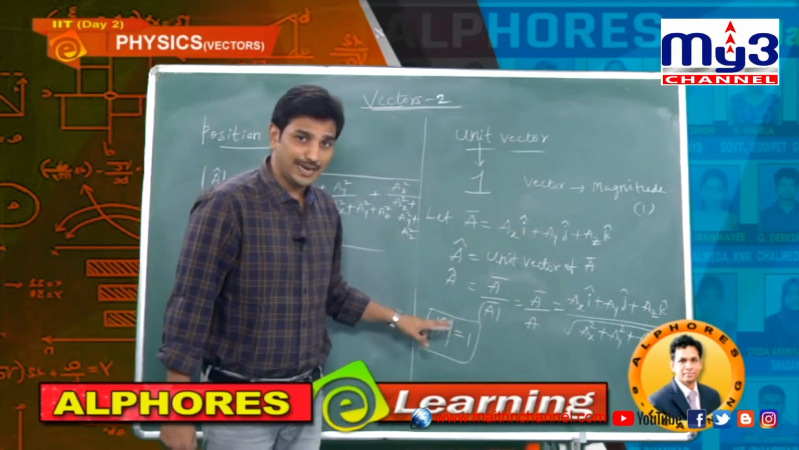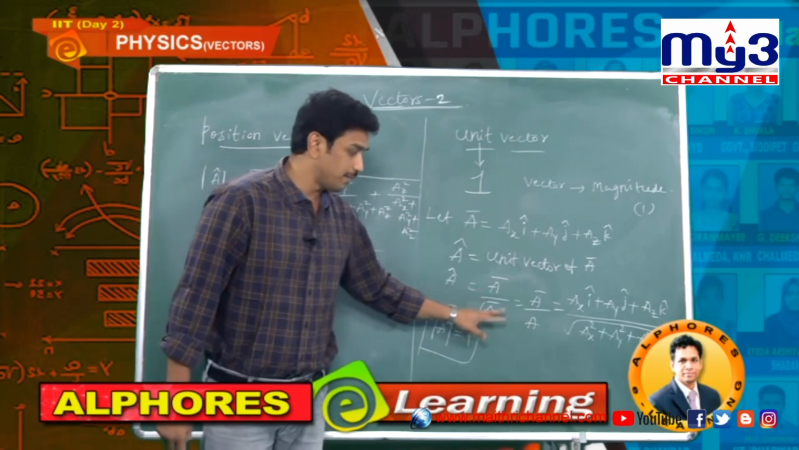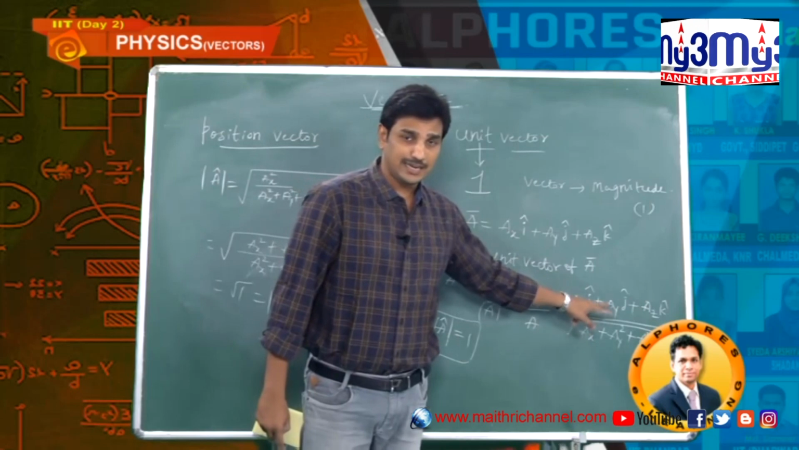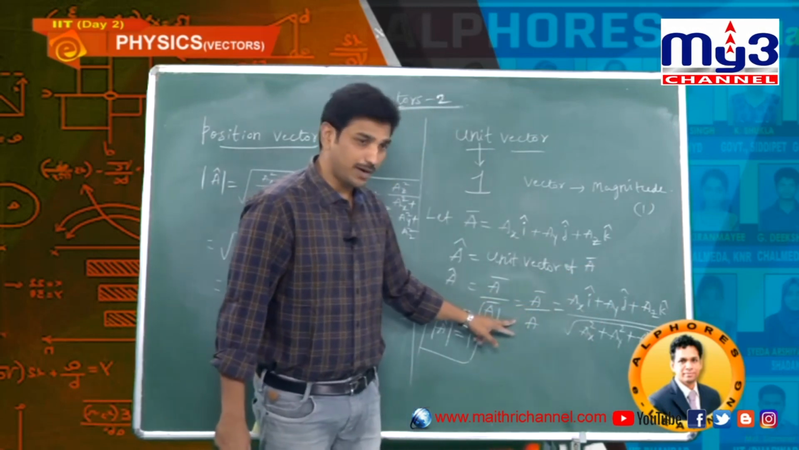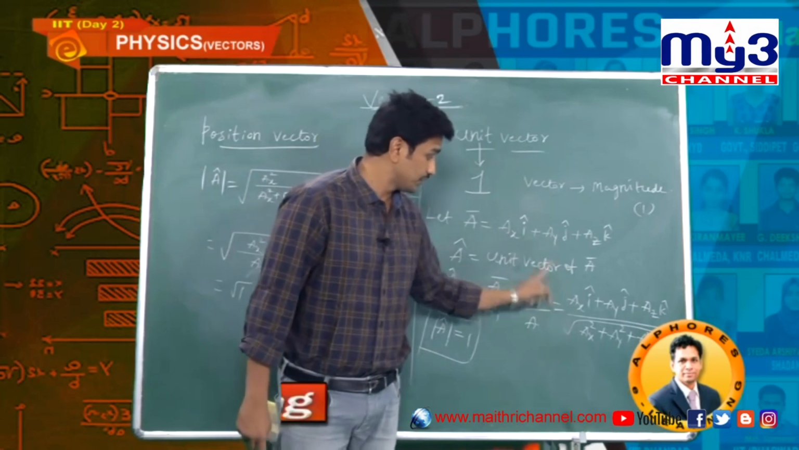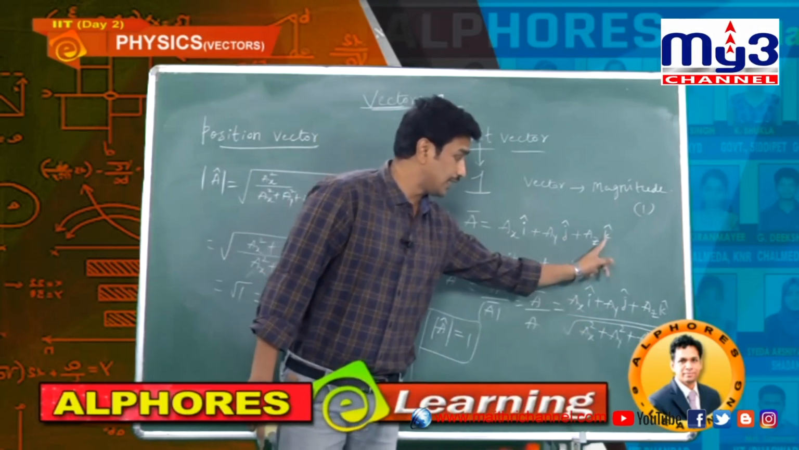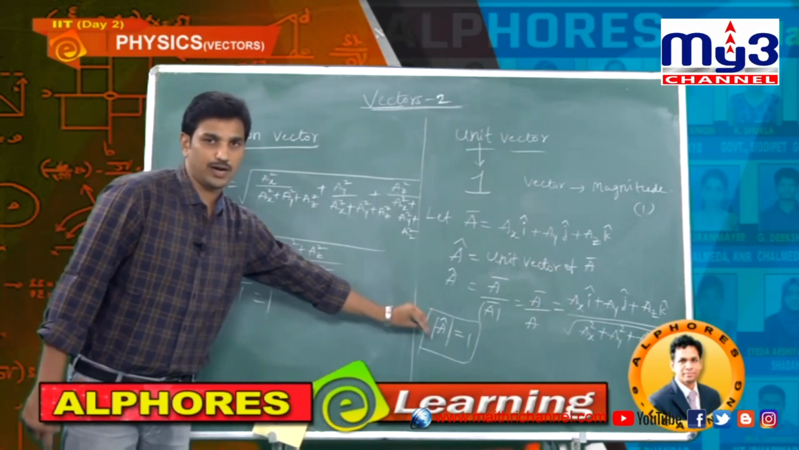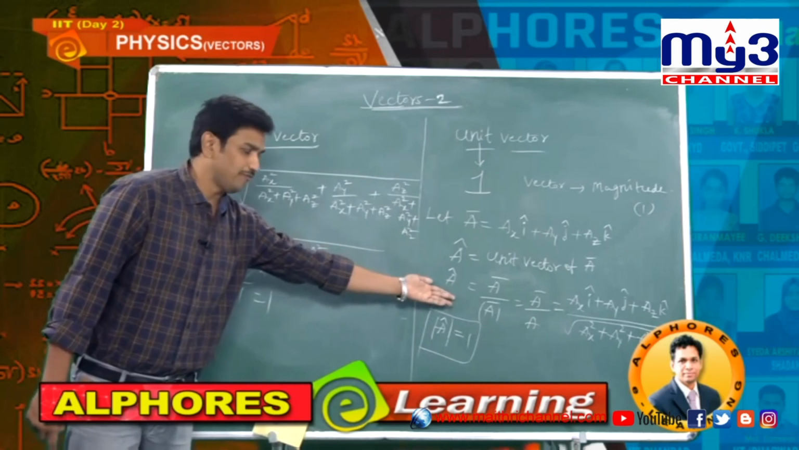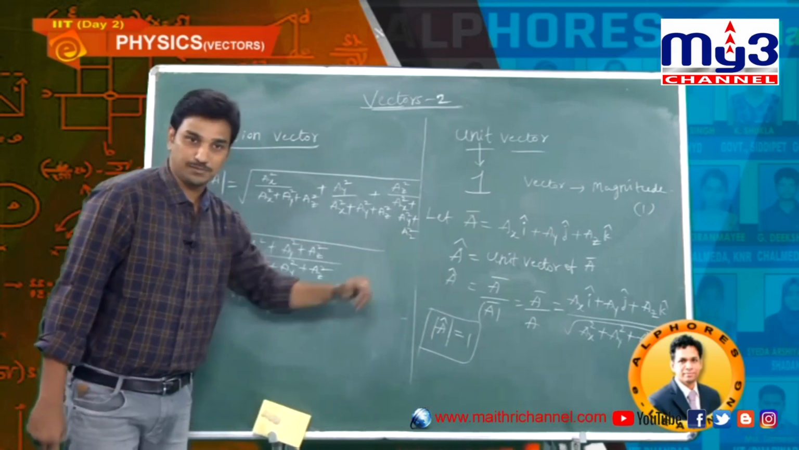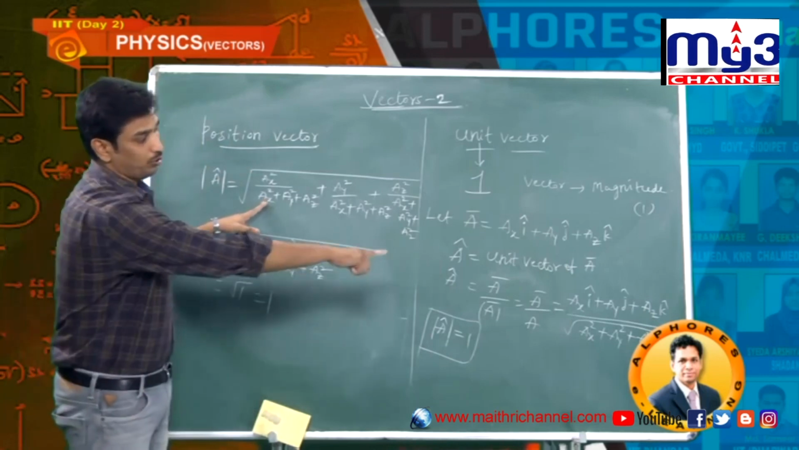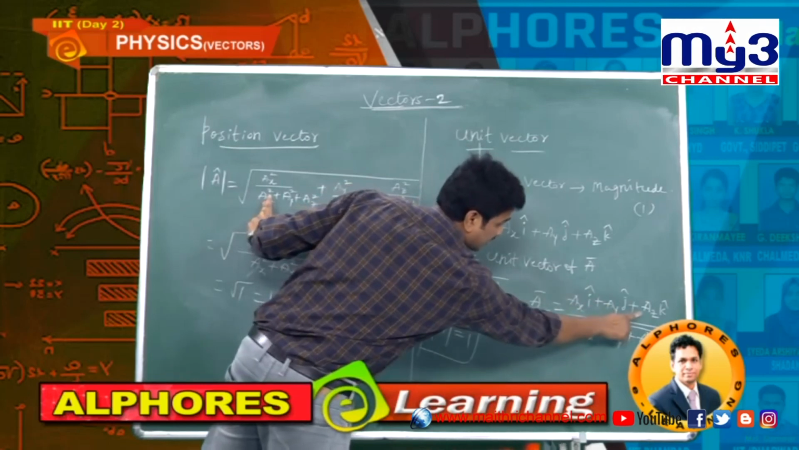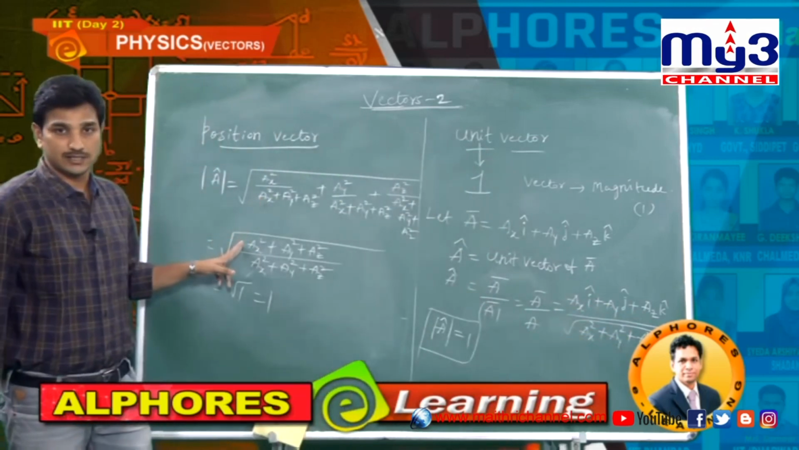How we define that A cap? A bar by mod A bar. What is the mod A bar? A bar I already defined: ax I cap plus ay j cap plus az k cap. What is the mod of A bar? Root of I cap coefficient whole square, j cap coefficient whole square, k cap coefficient whole square. Now I have given the proof, so you can feel why we should take the A cap formula like this. Root of I cap coefficient whole square plus j cap coefficient whole square plus k cap coefficient whole square. Finally I got the answer 1.